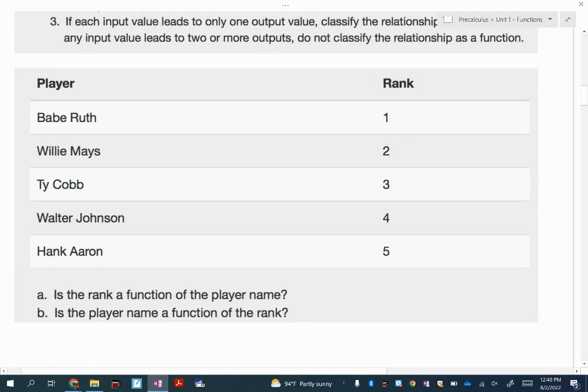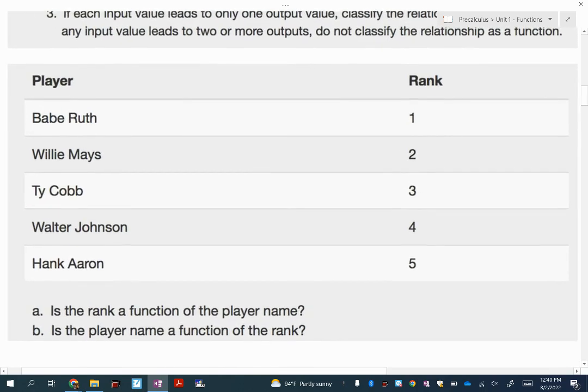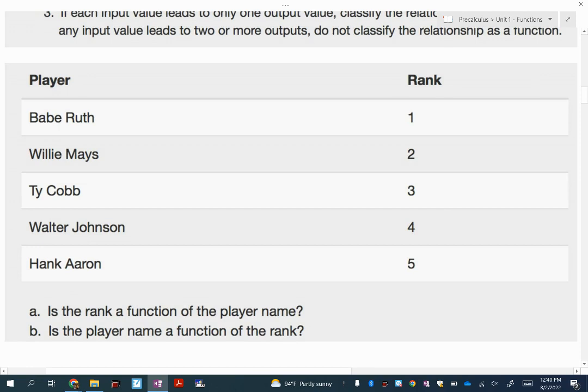So if we look at this example here of baseball players from many years ago, Babe Ruth in the 20s and 30s. So it says, is the rank a function of the player name? All right. So when I look at this, I'm looking at my inputs. In this case, my rank is my Y value and player name is my X value. I'm not repeating any of the player names, right? Babe Ruth, Willie Mays, Ty Cobb, Walter Johnson, Hank Aaron are all unique.